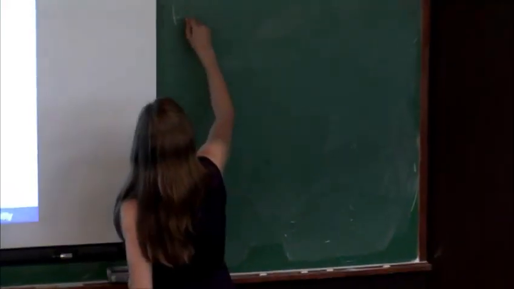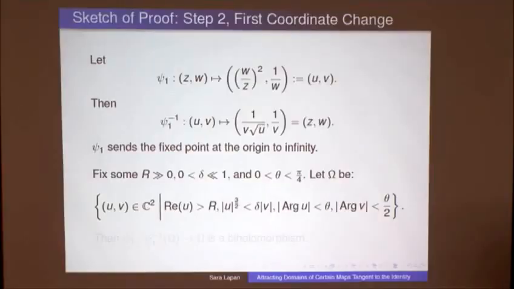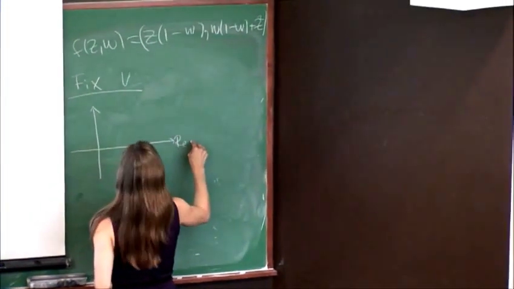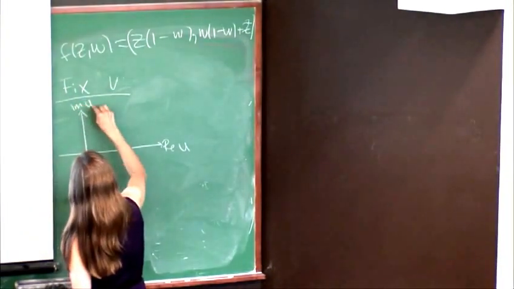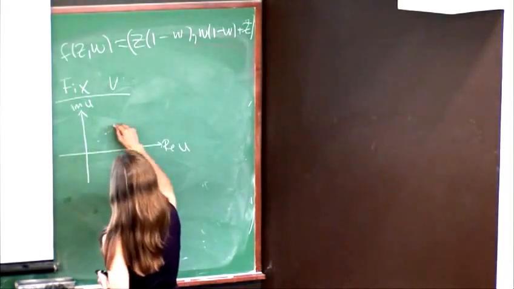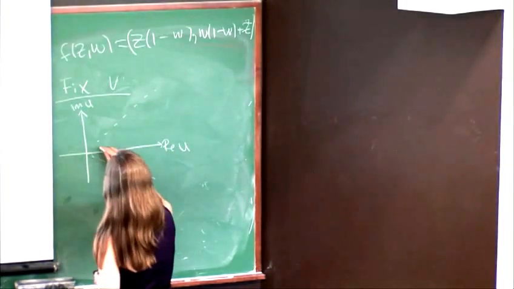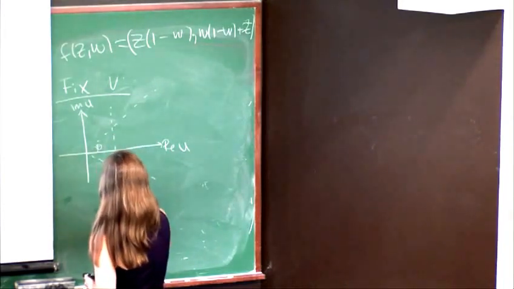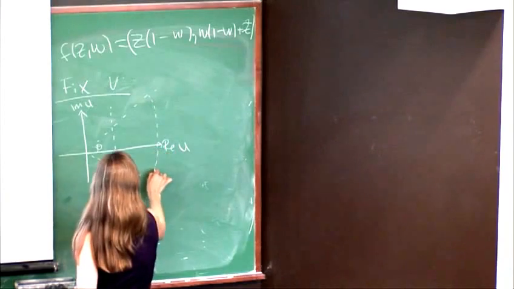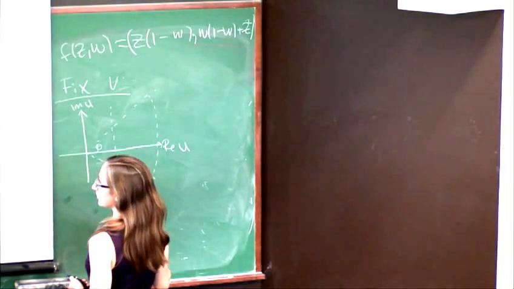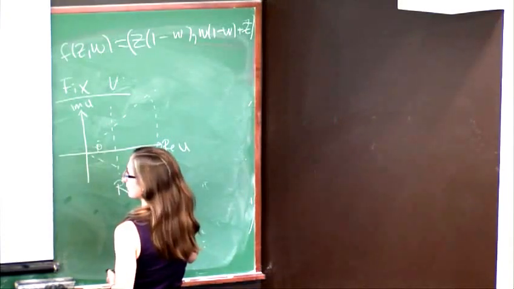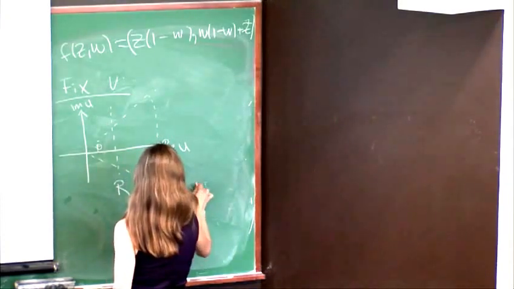So if we fix v first, then the domain looks like this. So this is real u, and we have the imaginary part of u there. So we have a bound of theta here, and then r, and then it's bounded above by the v term. So u is less than delta v to the 2/3.